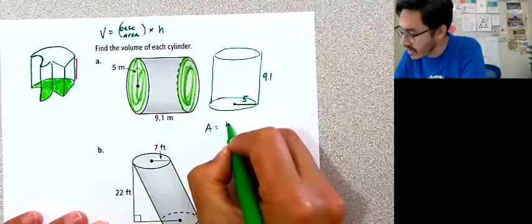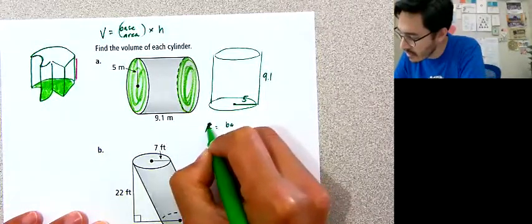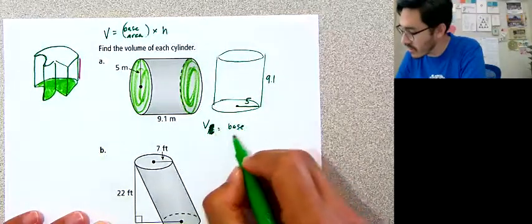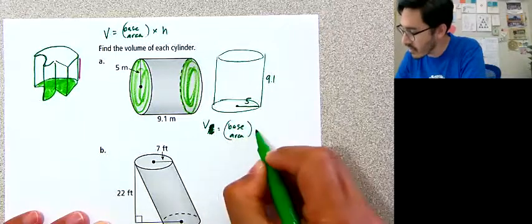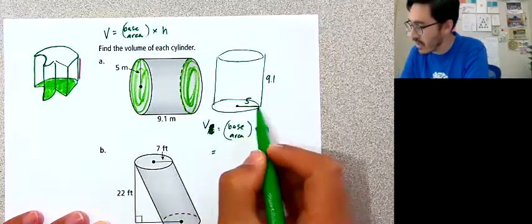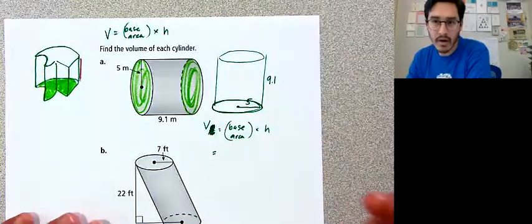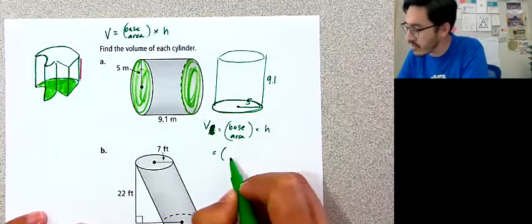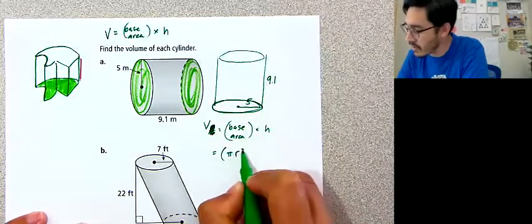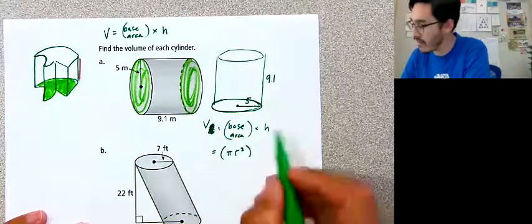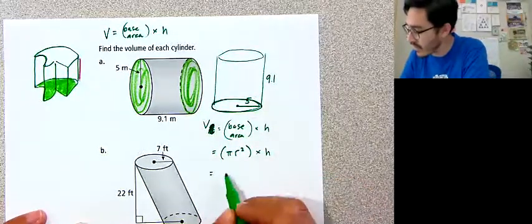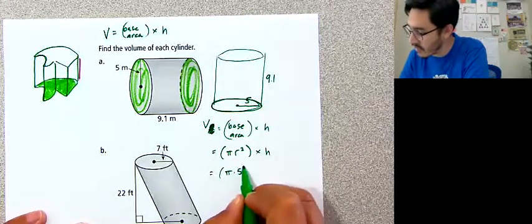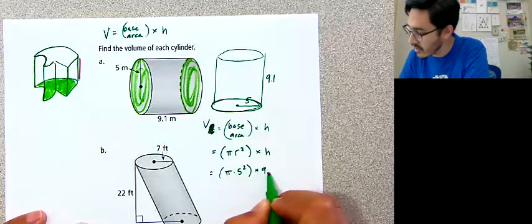So again, the area is the, sorry, not area. Mr. Leong's tripping. The volume is the base area times the height. Now, what sort of shape do we have here on the bottom face? It's a circle. And so the area of a circle is pi r squared. So that's going to be our formula for the base area times the height. 5 is the radius, so we're going to have pi times 5 squared times 9.1.